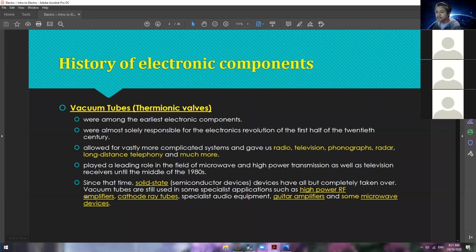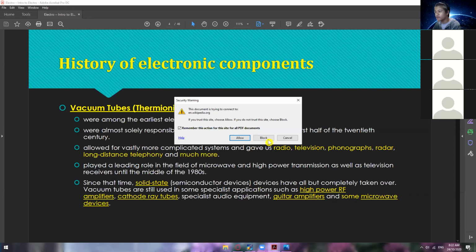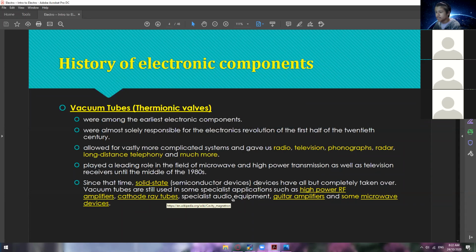Okay. So vacuum tubes are still used in some specialist applications such as high power RF amplifiers, cathode ray tubes. Yeah. So this one is the one that we had before for the television. And then specialist audio equipment, guitar amplifiers, and some microwave devices. Right. So those are the basics when it comes to vacuum tubes.